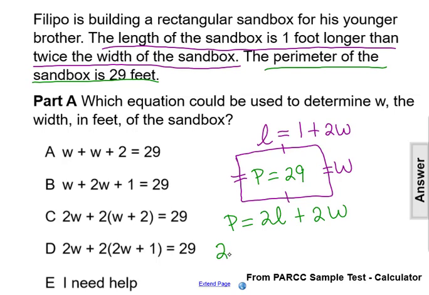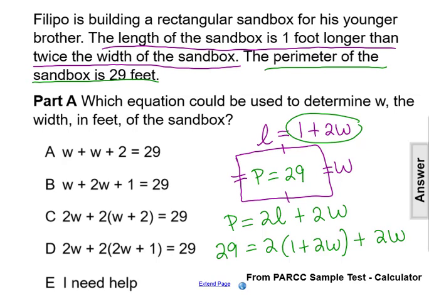So instead of P for perimeter, we can have that value of 29. And then 2 times, now instead of L, we want it in terms of W, since that's what we're solving for, the width. So instead of L, we're going to use our expression of 1 plus 2W. And then we'll have plus 2 times W, since W is still representing the width. So an equation that can be used is 29 equals 2 times (1 plus 2W) plus 2W, which if we switch around the sides, and even switch around the sum of 1 plus 2W, that's the same as 2W plus 1. That gives us our equation, answer choice D.